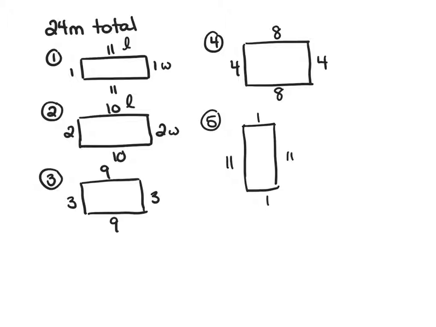Notice that 1 and 5 are very similar, but in this case the length is 1 and the width is 11, whereas in number 1 the length is 11 and the width is 1. So they will give the same measurements, but they're oriented a little bit differently. So they are actually two different rectangles. So be cognizant of that and keep that in mind when you do this. Let's go back to the note.